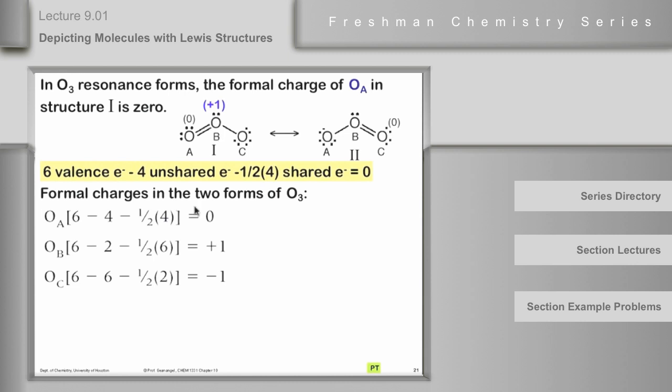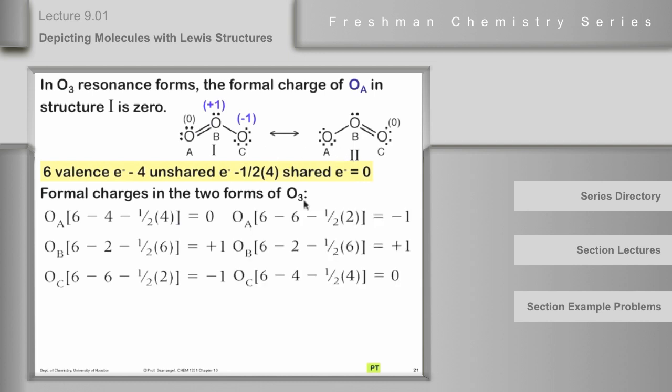All right? And oxygen C has a -1 formal charge. Let's check ourselves. +1 and -1 is 0, and so our formal charges add up to 0, the charge we expect on a molecule. Now for B, it's switched around. Oxygen A has a formal charge of -1. Oxygen B has a formal charge of +1. And oxygen C has a formal charge of 0.